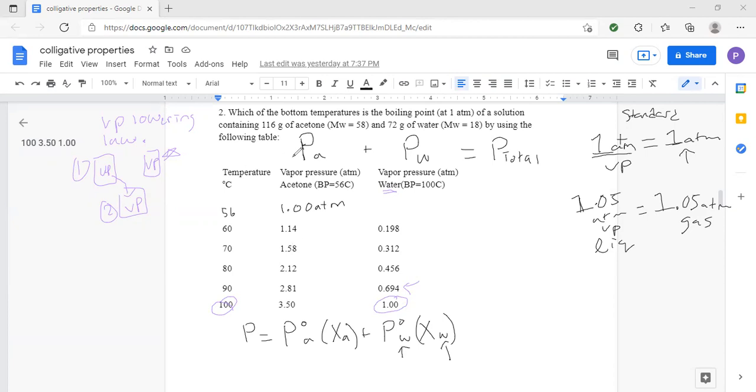Similarly, you can look at acetone, which has a boiling point of 56 degrees Celsius. At 1 atm, this is going to be boiling. So it actually requires way less heat for acetone to boil than water. It requires about 100 minus 56, that's the difference in energy that water will require. That's because water has hydrogen bonds and acetone doesn't.